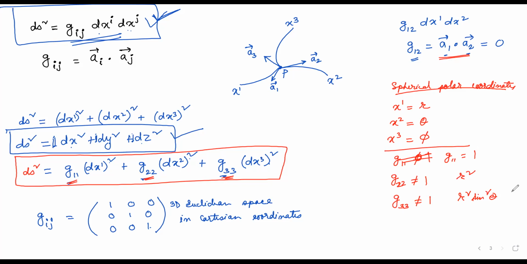So in general, the components of the metric tensor are not 1, even in Euclidean space. Even in Euclidean space, if you use spherical polar coordinates, the components of the metric tensor are in general not 1. The components of the metric tensor are 1 only if you use Cartesian coordinates in Euclidean space. So I'll try to make one video which shows that these metric components are not one.